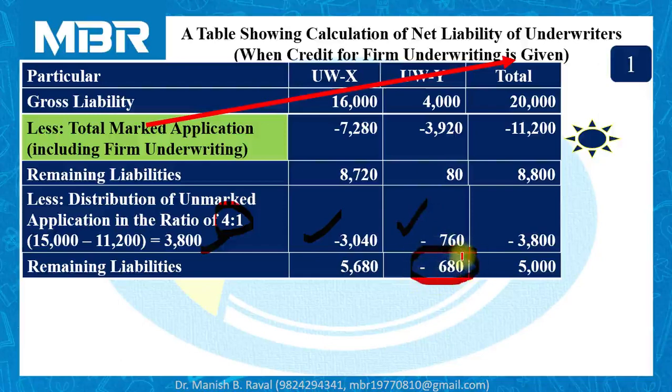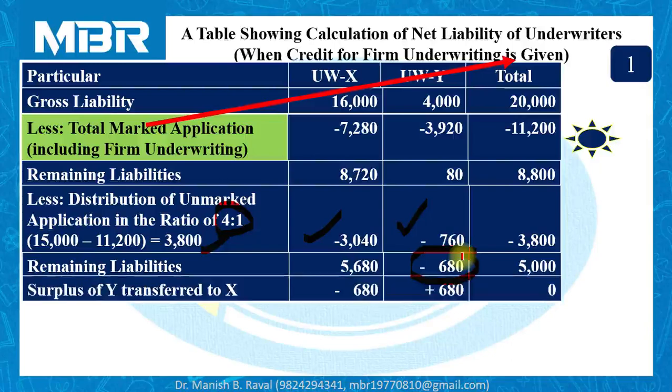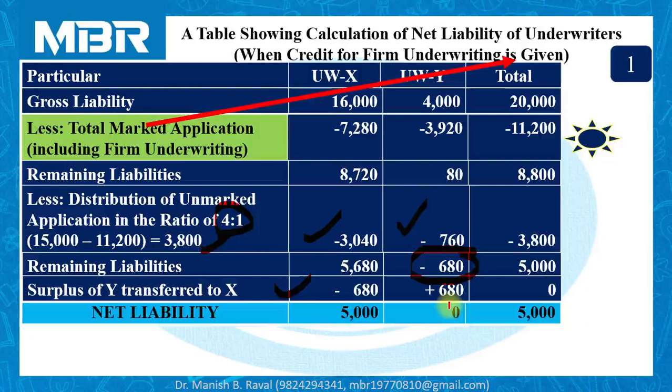It means in the account of underwriter Y there is a surplus of 680. This surplus of 680 is transferred to underwriter X, which we are doing in many questions. So surplus of Y is transferred to X: minus 680 and plus 680. So net liability of underwriter X is 5,000 and underwriter Y is 0. So this is all about calculation of net liability.